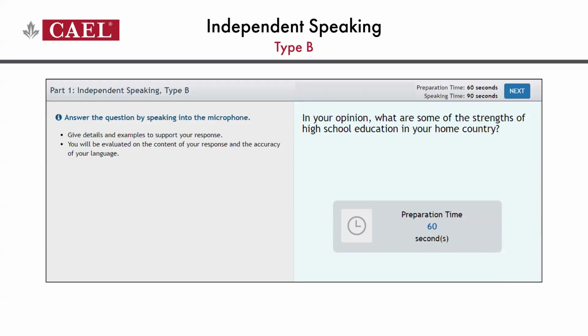Let's move on to the second question, which is simply called type B to represent the second question. Again, up here, we notice this time we've got 60 seconds to think, which is wonderful, but we're also being asked to speak for 90 seconds. So of course, we'll want at least an extra main idea with some supporting details.